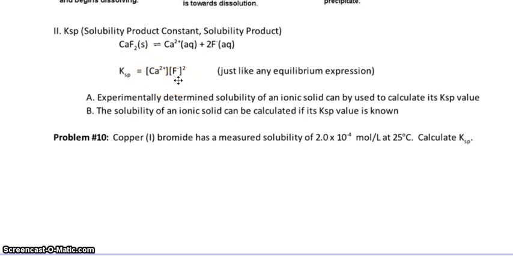Now note one other thing when we wrote this KSP out. So you see the coefficient of the fluoride ion. Do you remember back in chapter 13, what did we have to do when you had a coefficient? You had to square the concentrations. Okay, so again, it's just like any equilibrium expression, just like what we did in chapter 13, nothing new. So let's talk about a couple definitions.